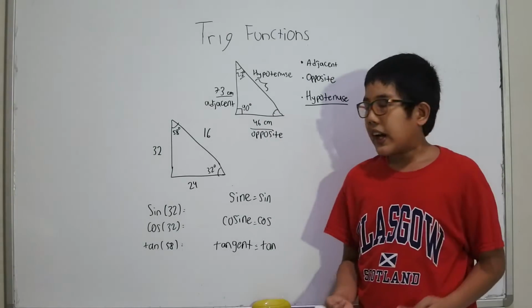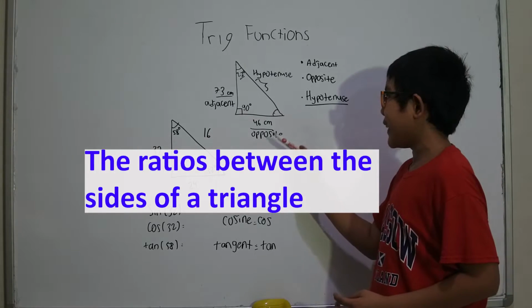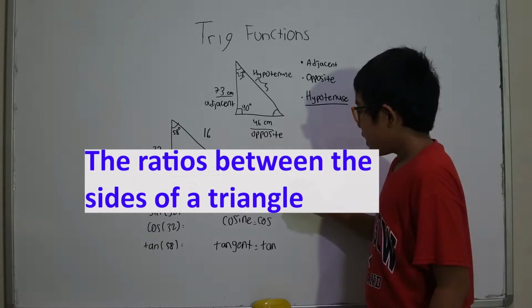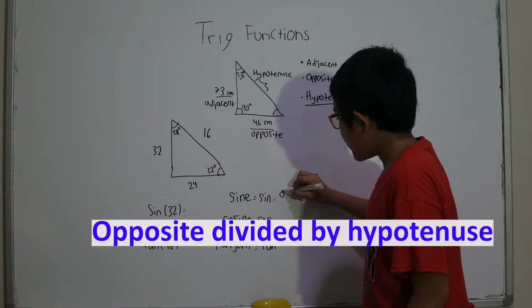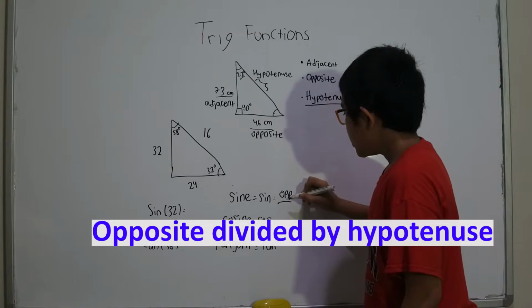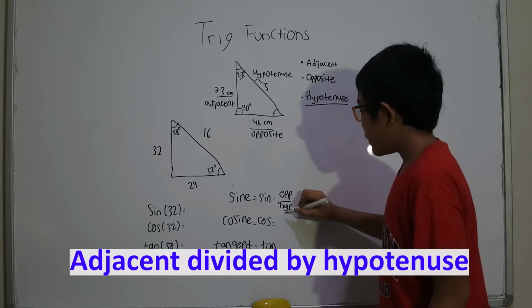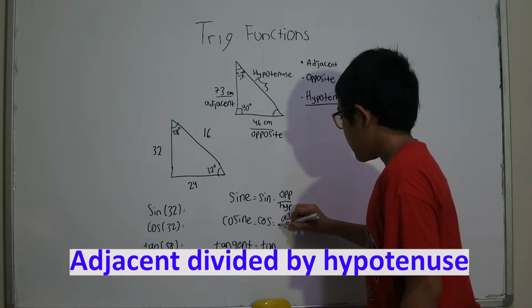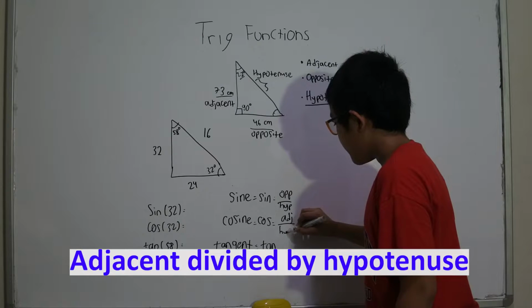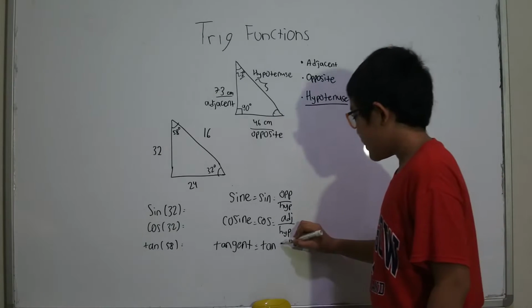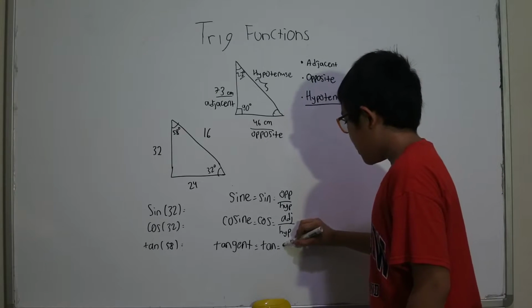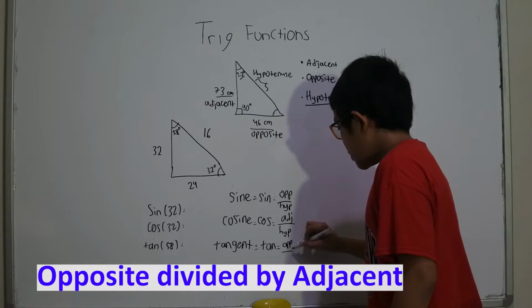So, what are they actually? As I was saying before, they are the ratios of the given sides of the triangle. Sine is the ratio between the opposite side to its hypotenuse. Cosine is the ratio between its adjacent side to its hypotenuse. And tangent, or tan, is the ratio between its opposite side to its adjacent side.